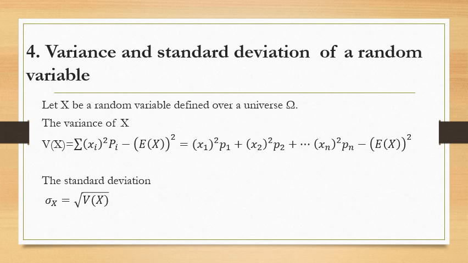That means the variance is calculated by multiplying each value squared by its probability, plus the second value squared times its probability, plus etc. till the last value squared times its probability. All of this sum, we subtract from it the expected value all squared. The standard deviation, sigma x, is equal to the radical of the variance.